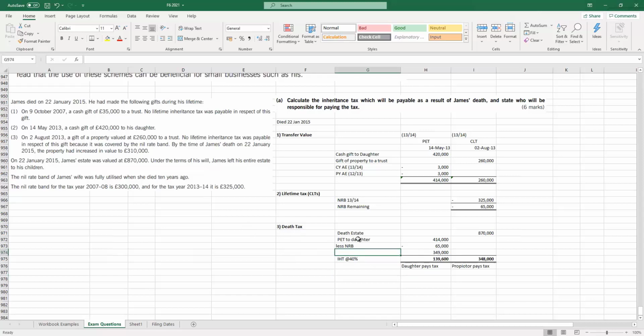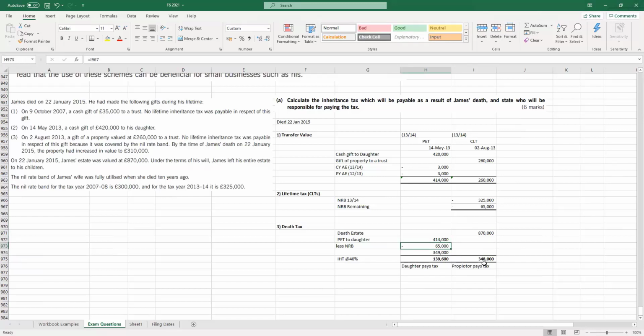But yeah, I know what you're talking about. I do remember something when it came to calculating the death estate, taking off the nil rate band in order. Exactly, and the question here is saying calculate the inheritance tax payable on death. So I think you would ignore that at that point, and you just go straight to this section. Yeah, exactly. That is quite confusing though.